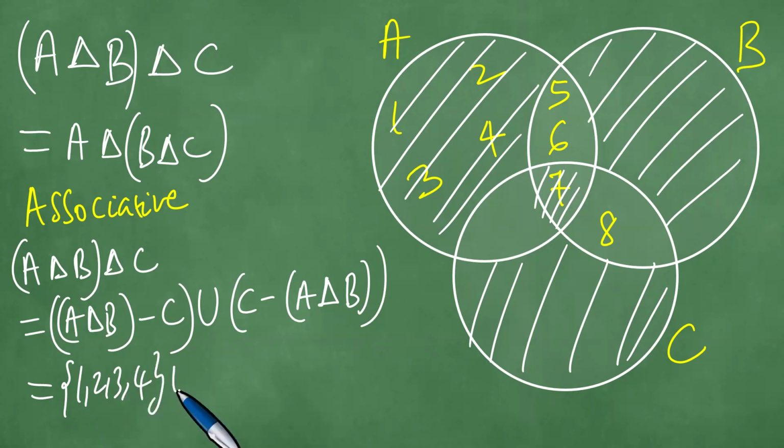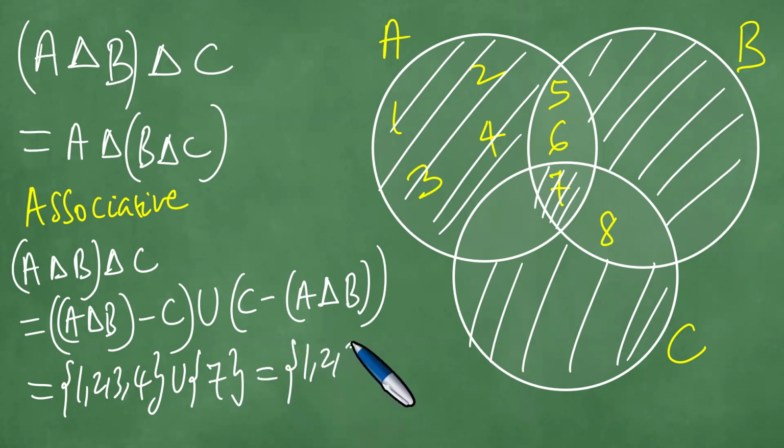Union from the set C, remove the symmetric difference of A and B. So we're going to be removing this part, and therefore you're going to be left with what? Right, if from C we remove the symmetric difference of A and B, you're going to remove this part, but this actually is going to be left out, 7. And therefore, this means that you have 1, 2, 3, 4, 7.